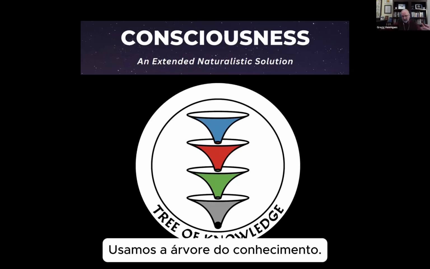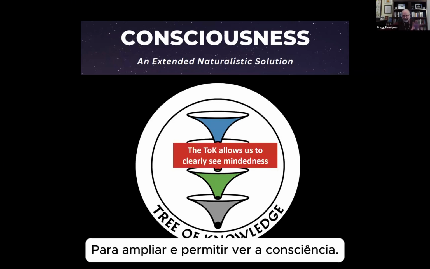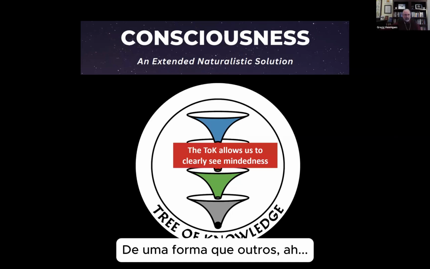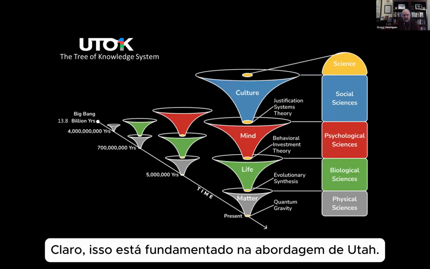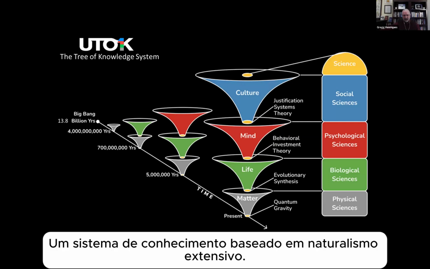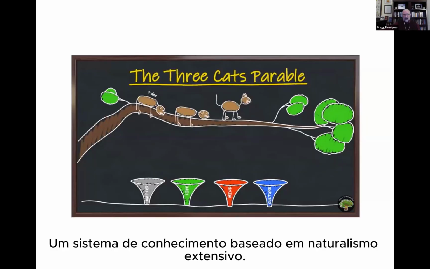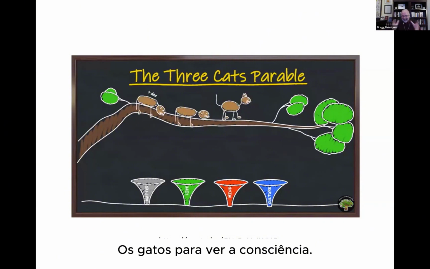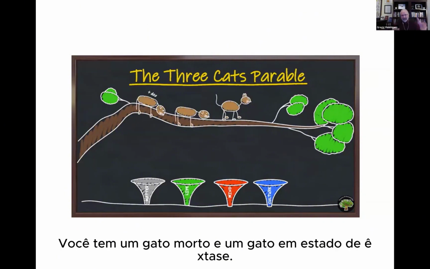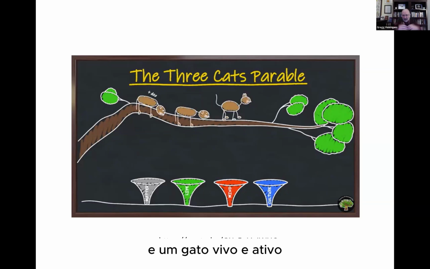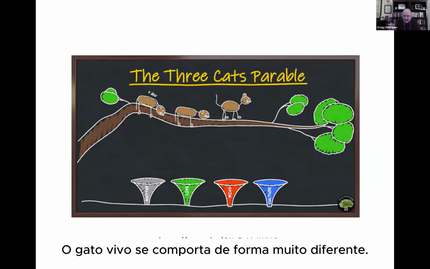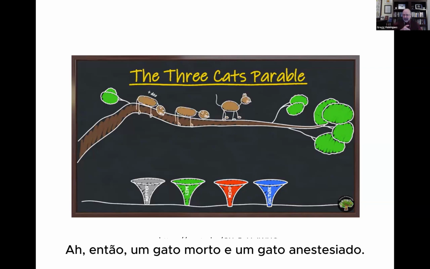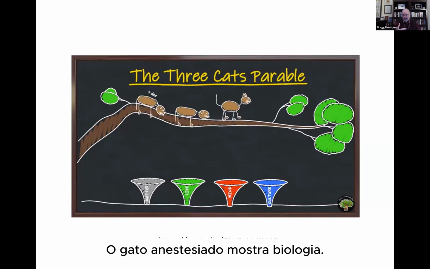We've used the tree of knowledge to zoom in and allow us to see mindedness in a way that other systems have not, an ontology. And of course, that's grounded in UTOK's and extended naturalism's tree of knowledge system. I've talked about the parable of the cats to see mindedness. You have a dead cat, an anesthetized cat, and a live cat. Drop them all out of a tree. The live cat behaves very differently than the dead and anesthetized cats. The anesthetized cat shows biophysiological organization inside of it, the dead cat's decaying, and the live cat jumps, lands on its feet, and runs away.